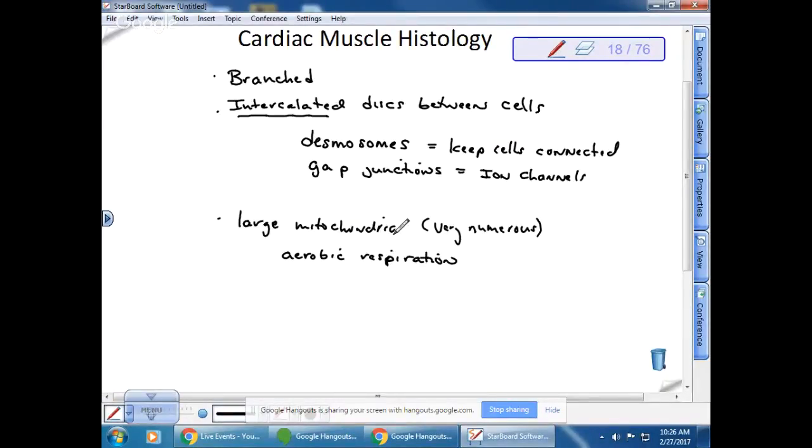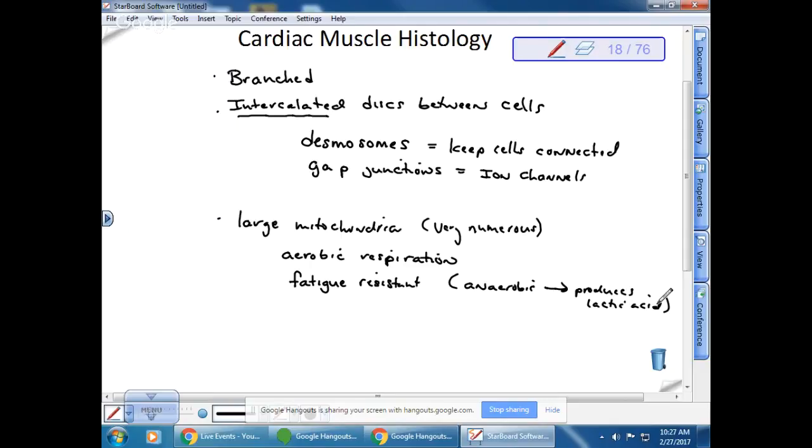And the good thing about this is that because it uses aerobic respiration, it doesn't ever produce lactic acid. So this means that it is fatigue resistant. Right? So anaerobic respiration sometimes produces lactic acid, and the lactic acid is what can cause the muscle cells to fatigue and not work properly.